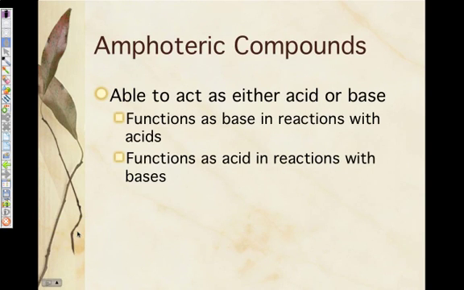Amphoteric compounds are compounds that are able to act as either acids or bases. Not in the same reaction. But if it reacts with one compound, it might act as a base. If it reacts with a different compound, it might act as an acid. So you might have noticed on your worksheet that water acted as both an acid and a base, depending on what it was reacting with. And so it is an amphoteric compound. That is probably the most common example of an amphoteric compound, because it can act as an acid or a base. Okay.